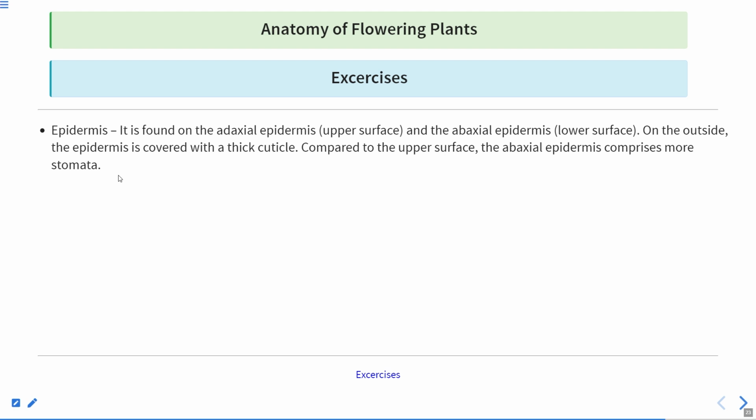Because the sunlight is coming directly to the upper surface, but it is not directly reaching the lower surface, right? So if the stomata were present more on the upper surface, there would be a higher rate of transpiration. More and more water would evaporate, right? So to minimize that, to balance that, more stomata are present on the lower surface, that is the abaxial epidermis, than the upper surface, that is the adaxial epidermis.